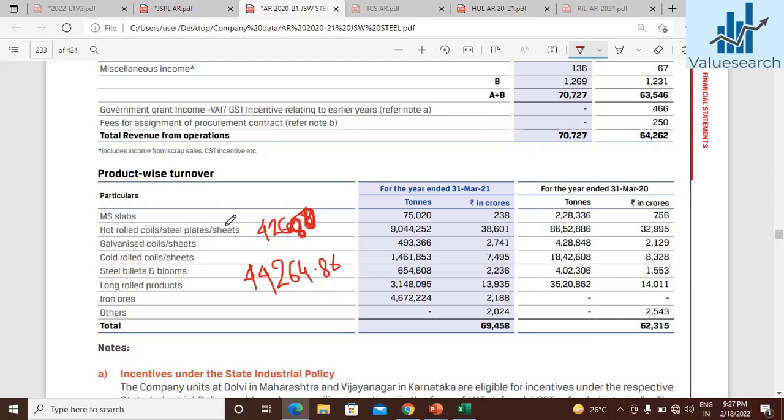coils, which is steel plates and sheets, and this is long rolled product. Flat products, as it is written, means it is a sheet like that, and long rolled product means it is a coil like this. So actually this is a long product. Then it was rolled like this.